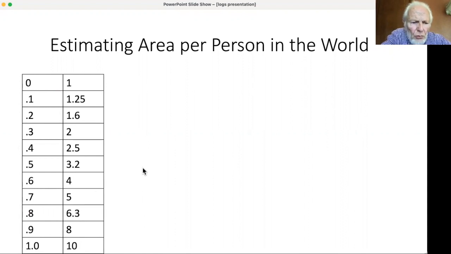So let's just use that to do a Fermi estimate. I've always thought population density is measured the wrong way up. You get people per square mile or per square kilometer. I always think area per person is a more intuitive measure. So let's work that out as a Fermi estimate for the whole world. How many hectares does everybody in the world have if we shared it out equally?